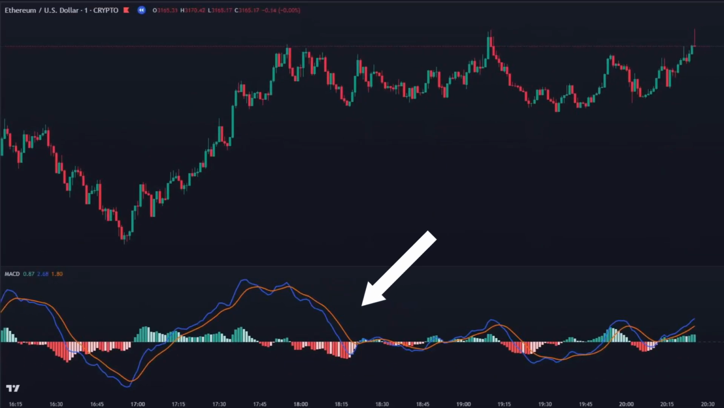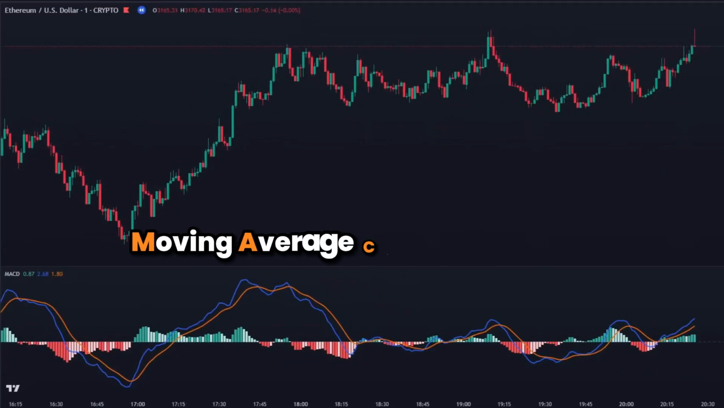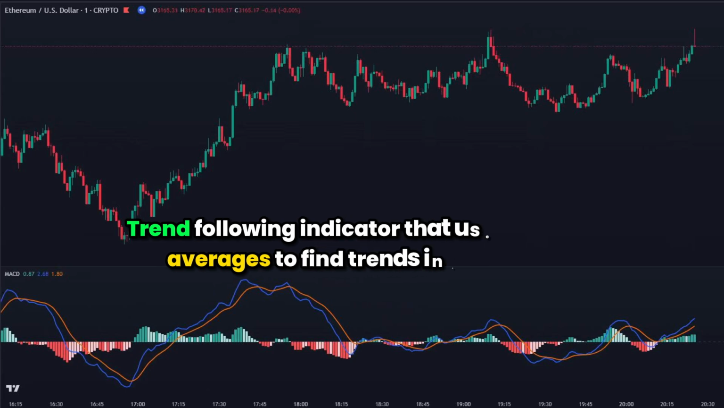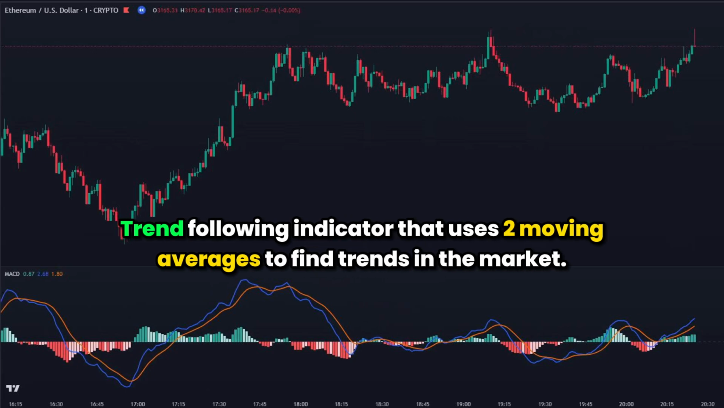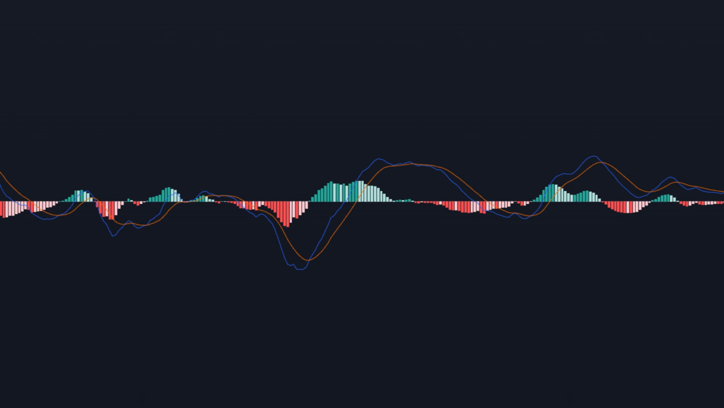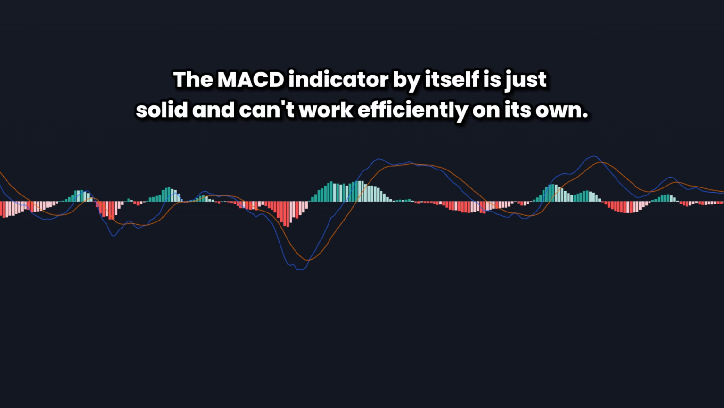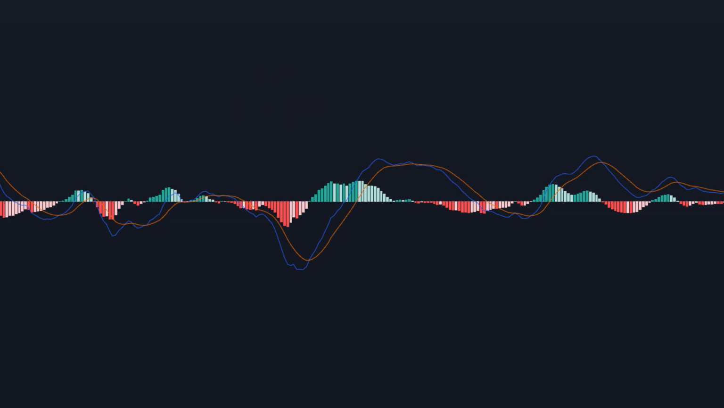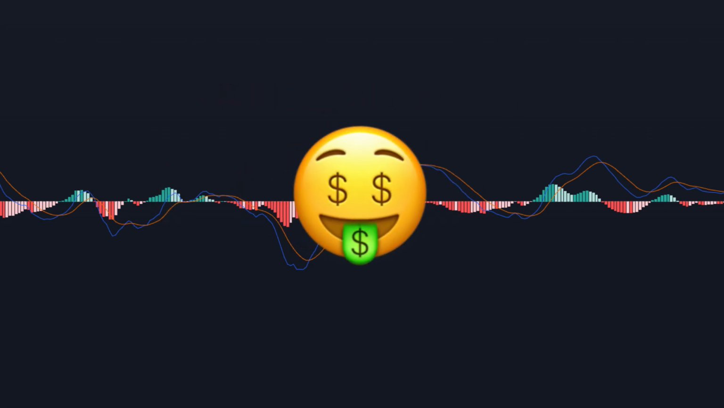The MACD, or the Moving Average Convergence Divergence, is one of the simplest and most popular technical indicators used by traders. Essentially, it is a trend-following indicator that uses two moving averages to find trends in the market. Now, if you are an experienced trader, you've probably used or heard about the MACD indicator before. But the MACD indicator by itself is just solid and can't work efficiently on its own. So, make sure you watch this full video to see how I pair it with some other indicators to make it perform much better and achieve a higher success rate.